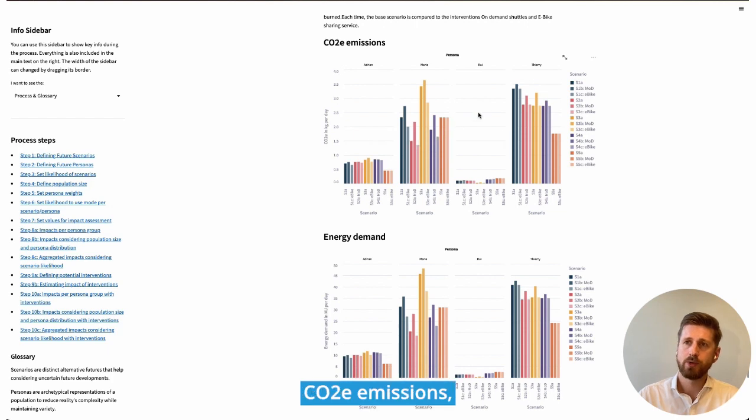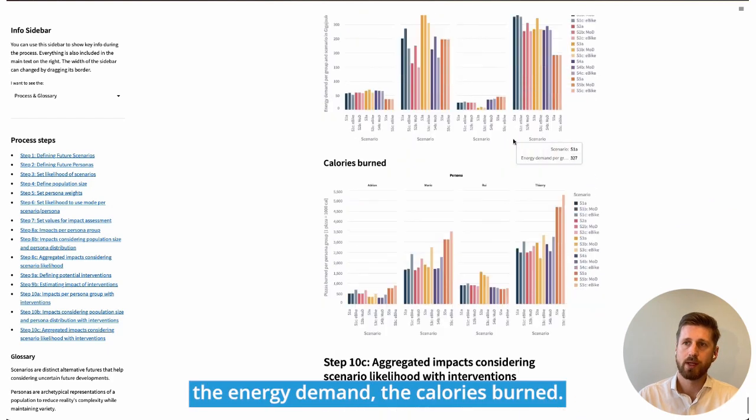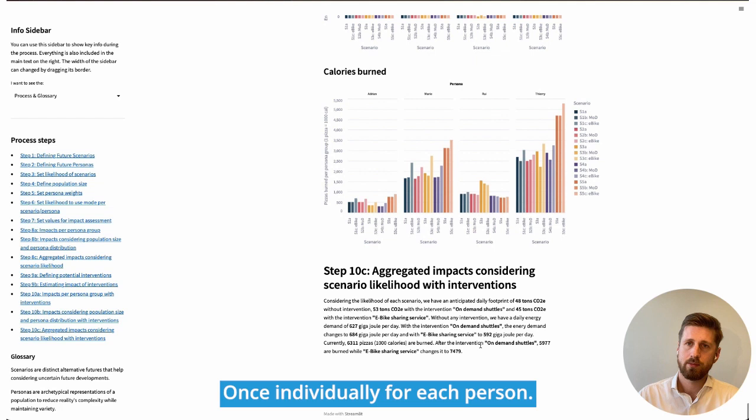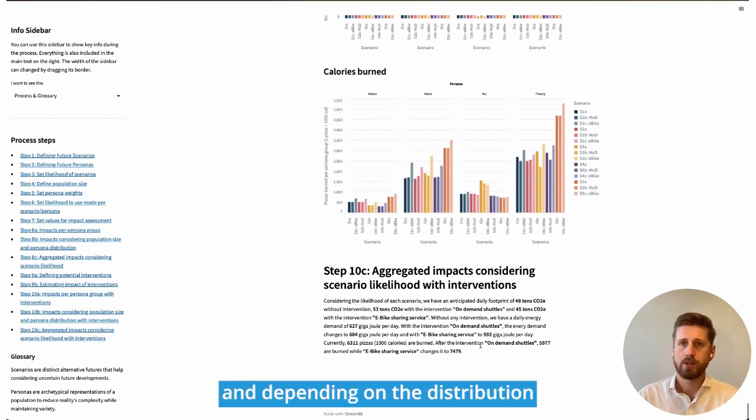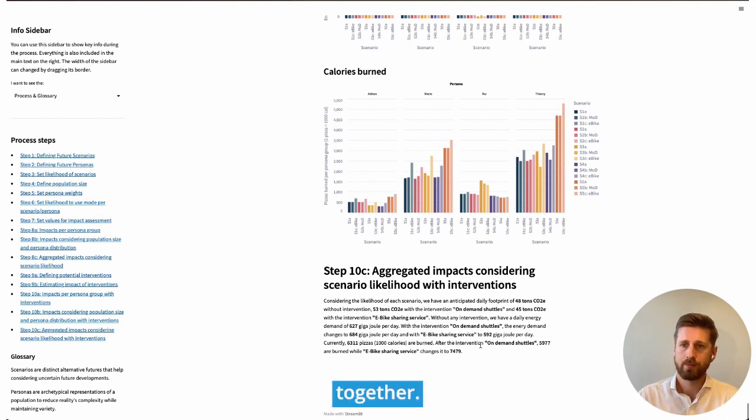So you see here CO2 emissions, the energy demand, the calories burned once individually for each persona, so one person, and the other time all of the personas, depending on their weight and depending on their distribution, together.